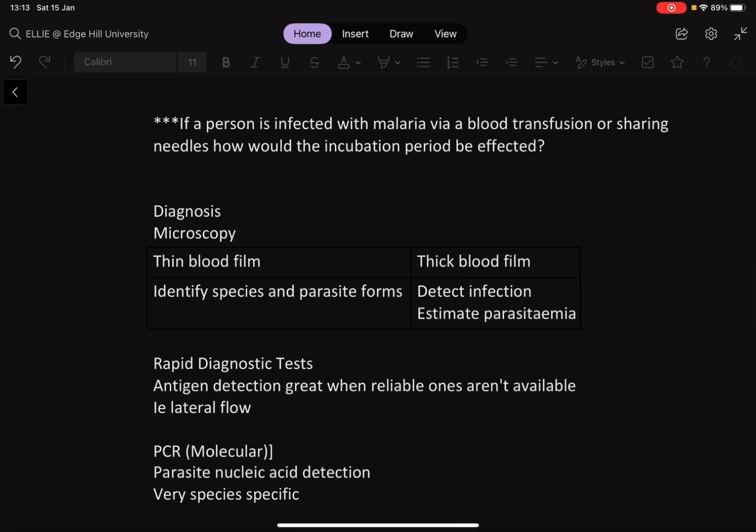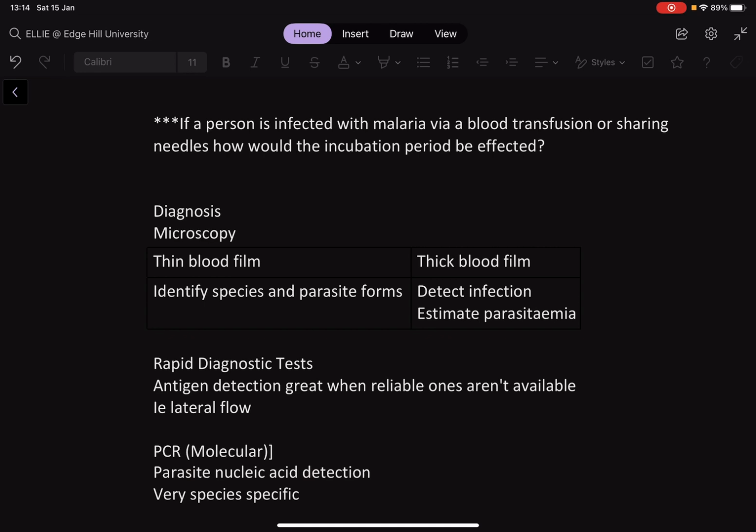Because malaria is so endemic in third world countries, it is quite difficult to treat and diagnose, but we do have some techniques that are usable in those areas. So we have microscopy of a thin or thick blood film. This is taking a blood sample from a patient, like you could do a little pinprick on the finger, and then spreading it out on a slide.